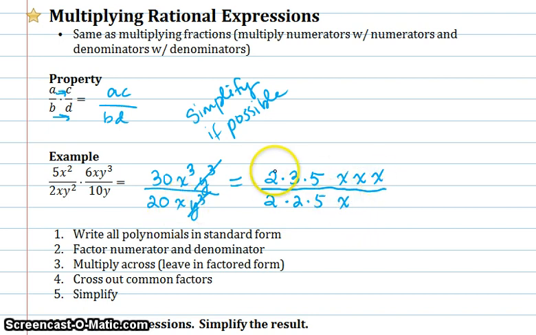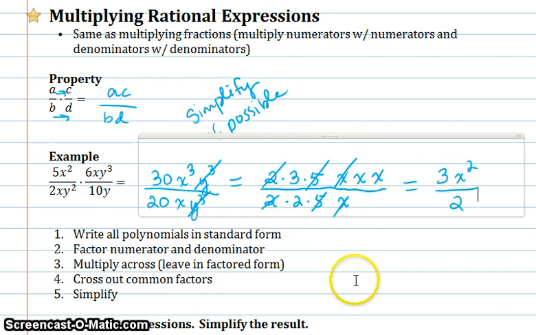Okay, what cancels out? We've got a 2 on the top and the bottom, a 5 on the top and the bottom, and an x on the top and the bottom. So we are left with 3x squared over 2. And that's our simplified answer.